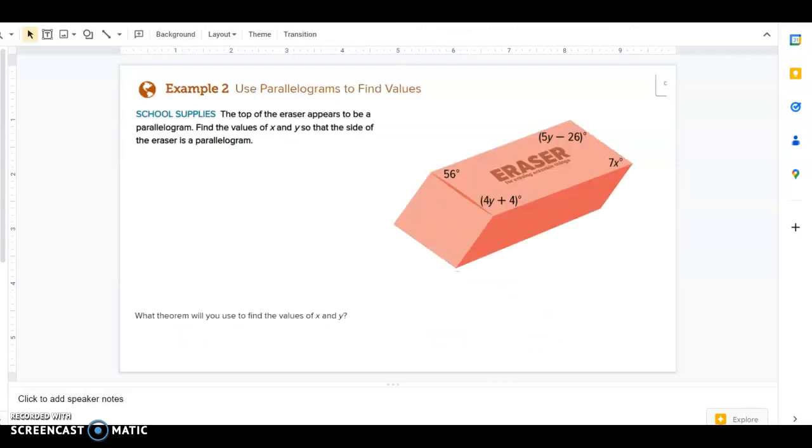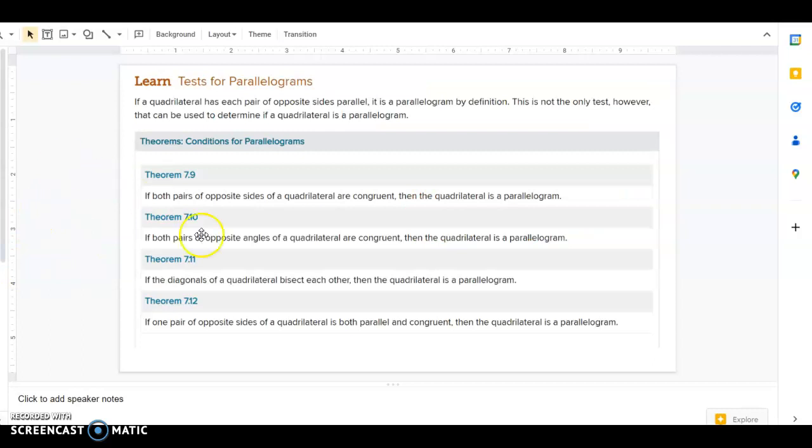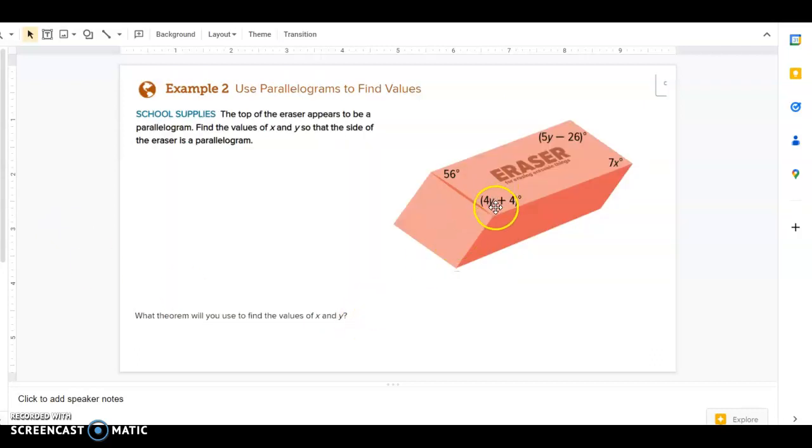Let's try another one. Now use parallelograms to find values. The top of the eraser appears to be a parallelogram. Find the values of x and y so that the side of the eraser is a parallelogram. So let's go find the theorem about angles. Theorem 7.10 says if both pairs of opposite angles of a quadrilateral are congruent, then it's a parallelogram. So we need to look at opposite angles. Opposite of that is this.